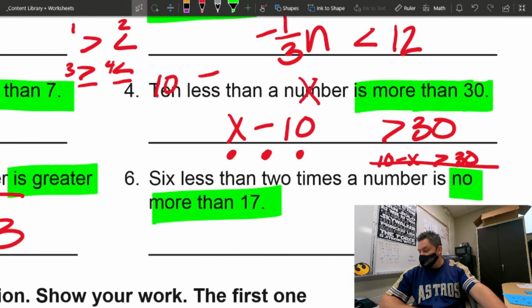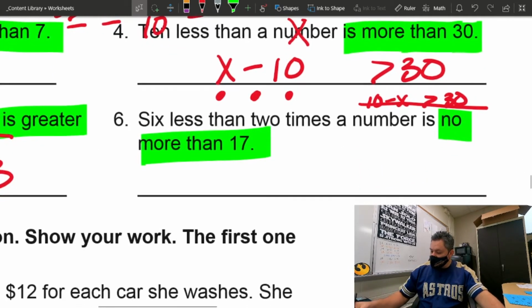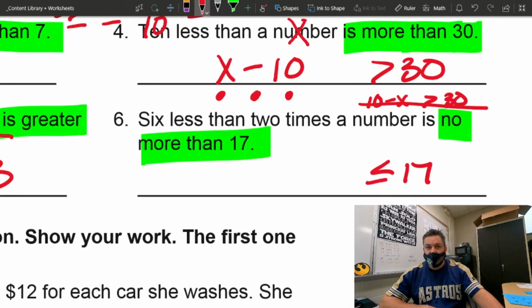Can it be 18? No. Can it be 16? Yes. Can it be 1? Yes. Can it be 0? Yes. Can it be negative 3? Yes. So can it be 17 again? Yes. So we're using either 3 or 4. Which one is it? No more than, so that means it has to be that one, right? So far so good?